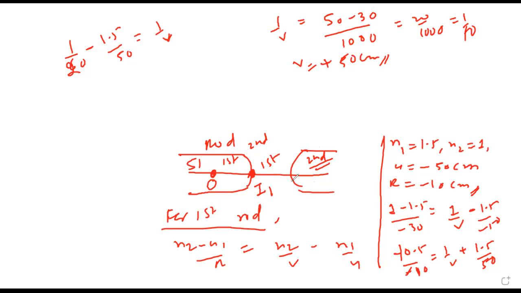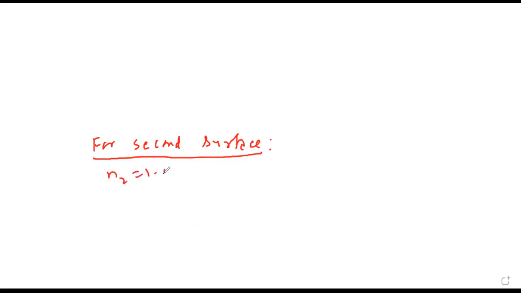Shall I clear this now? For the second surface, the second medium is glass. The first medium will be air. Object distance we want. 50 we got, it is on the right side of the surface.